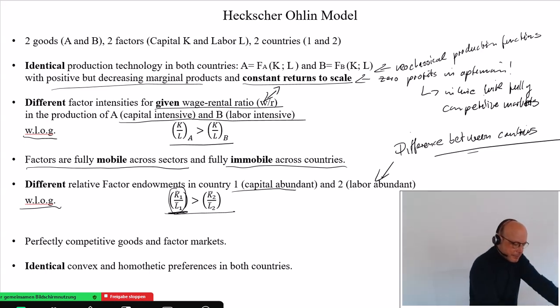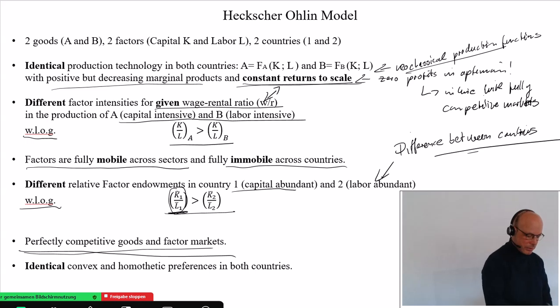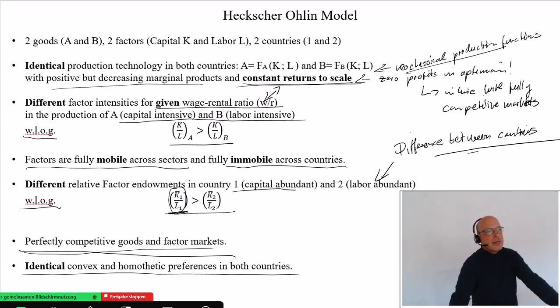Okay, then see here, neoclassical production functions with constant returns to scale. Of course, we assume perfectly competitive goods and factor markets. And also, we now make an assumption about the preferences in the two countries. These two countries should also not differ in their preferences.